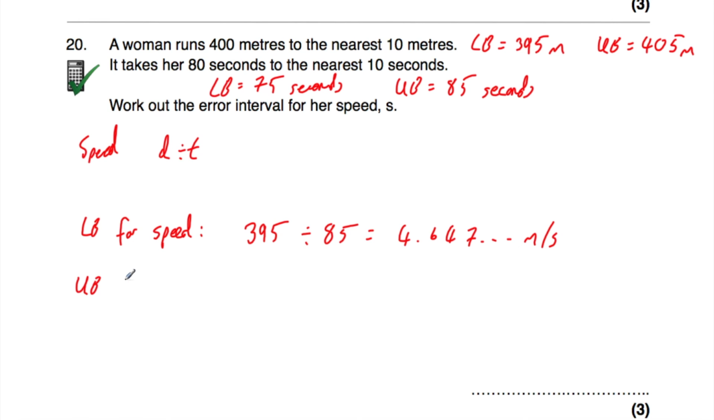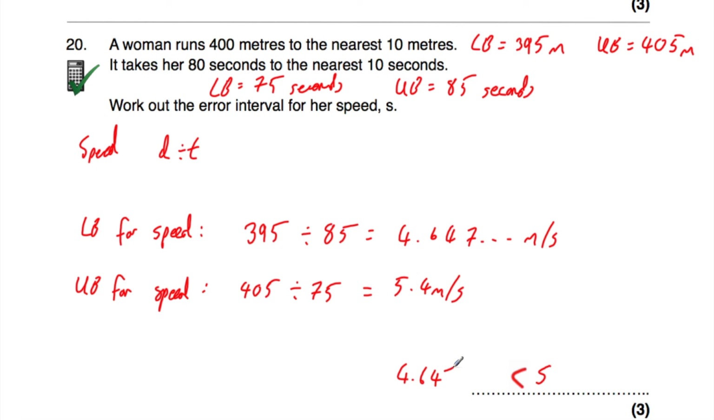So in terms of the upper bound for her speed, the upper bound is going to be found by doing the biggest distance in the shortest time. So if we do 405 meters divided by 75 seconds, that'll give us the upper bound for the speed. And 405 divided by 75 is equal to 5.4 meters per second. So we've got the lowest possible speed and the greatest possible speed, the lower bound and the upper bound for the speeds. So that means we can write the error interval. The speed is going to be bigger than 4.647 and so on meters per second, and it's going to be less than 5.4 meters per second, and that's it.